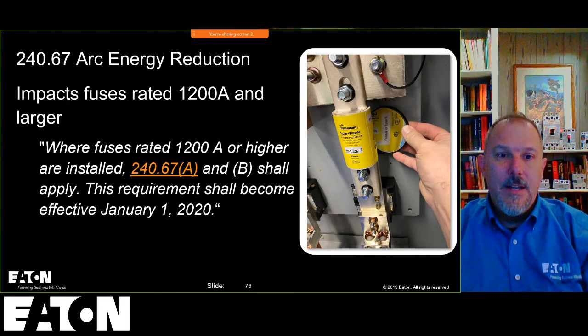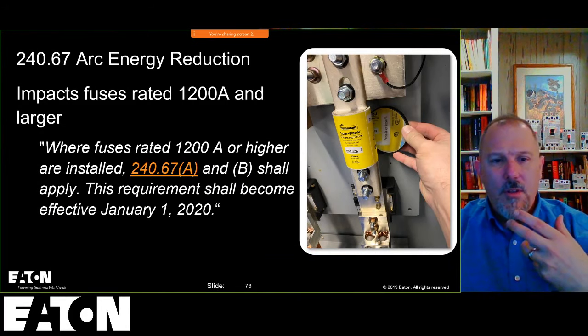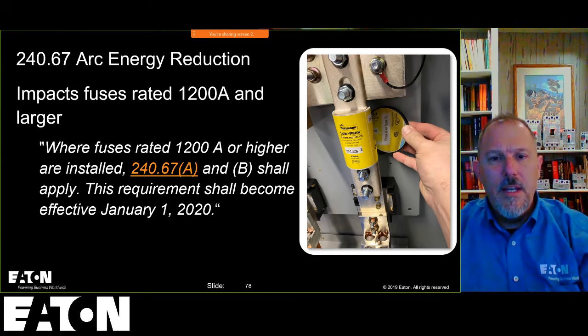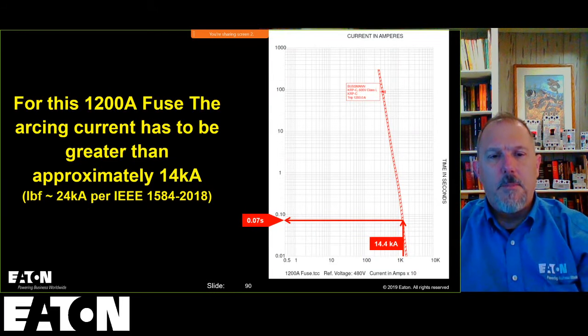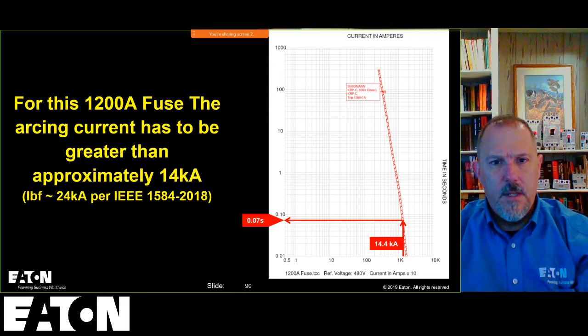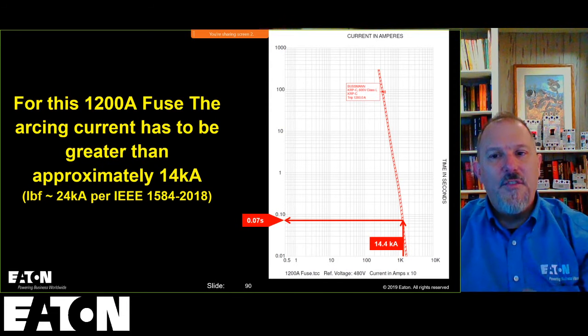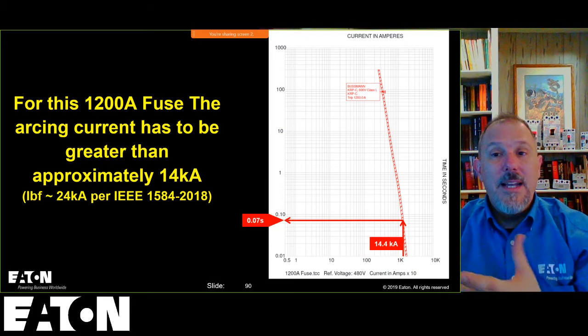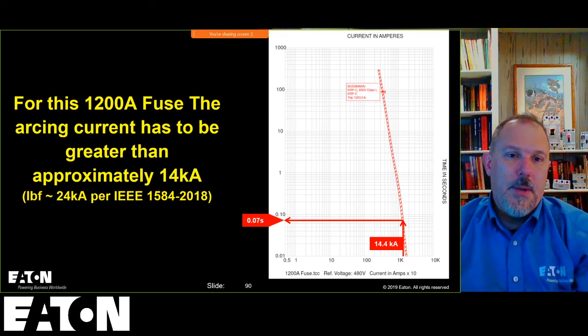Now, from a 240.67 perspective, what I'm going to remember is that it applies to fuses 1200 amps and above. And what I want to jump to is the fact that you need to know the arcing current as a part of this language, because you have to show in 240.67 that your fuse operates in 0.07 seconds or faster. So you need to do an evaluation, and if your three-phase bolted fault current is greater than 106,000 amps, you can't do that comparison.